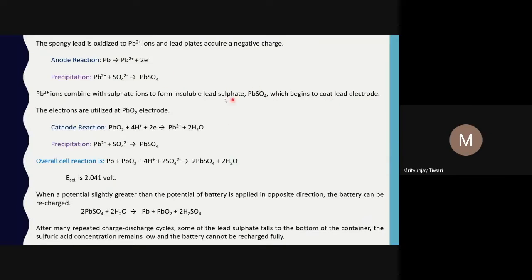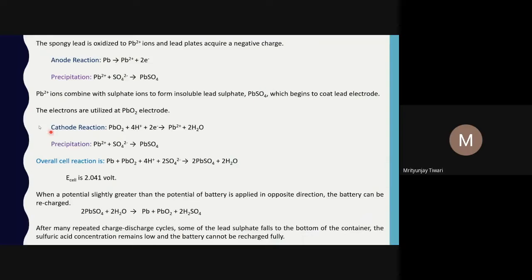Once it starts coating the lead electrodes, what happens after a certain time is that the lead electrodes will not be exposed to the outer layer of the electrolyte, and so oxidation will not take place. And so after a certain time, it will stop giving energy because oxidation will not take place. So you have to reverse this reaction so that lead sulfate again goes back into the form of lead and the sulfate ions, and that is what we do by using electricity to charge them. This is the charging cycle that we do.